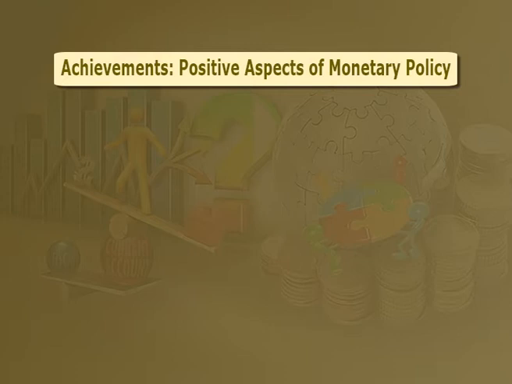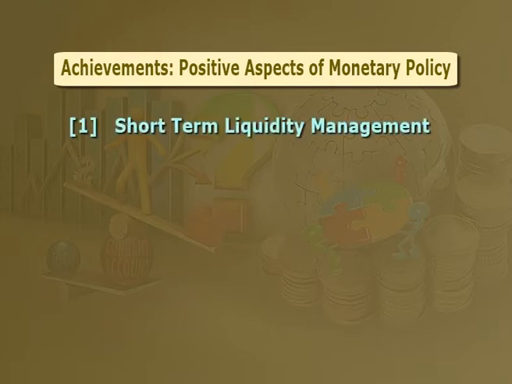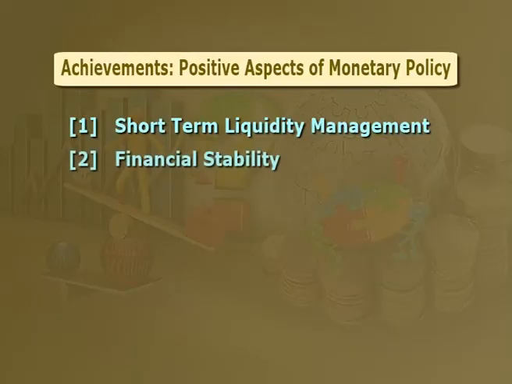Let us discuss now the achievements of it. Positive aspects of monetary policy. Point number 1. Short-term liquidity management. RBI has developed various methods to maintain stability in interest rate and exchange rate like LAF, OMO and MSS. RBI has also managed its sterilization operations very well. Point number 2. Financial stability. With the help of controls, regulation and supervision mechanism, RBI has been successful in maintaining financial stability.